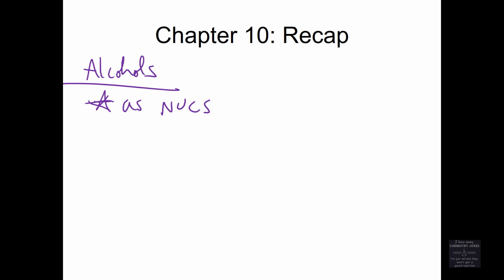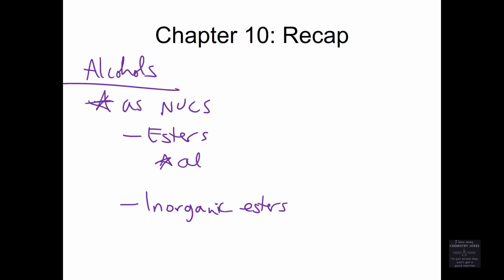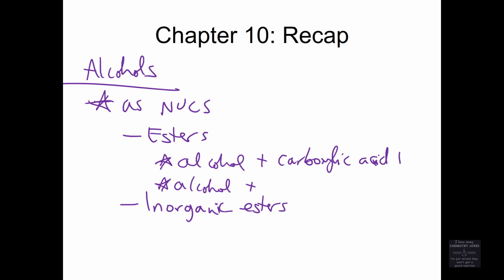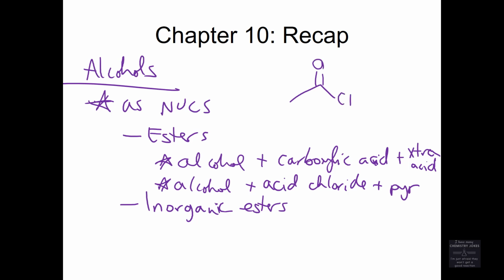We saw 2 functional groups get made with alcohols as nucleophiles. We saw esters be made, as in organic esters, and we saw inorganic esters be made. In order to make an ester, we saw 2 ways. Alcohol plus carboxylic acid plus extra acid made an ester. Alcohol plus acid chloride plus pyridine made an ester. And acid chloride is kind of like a carboxylic acid, but a Cl instead of an OH over there.